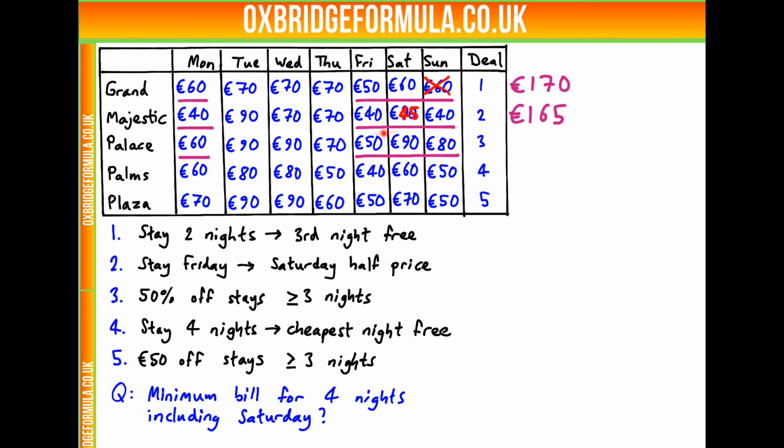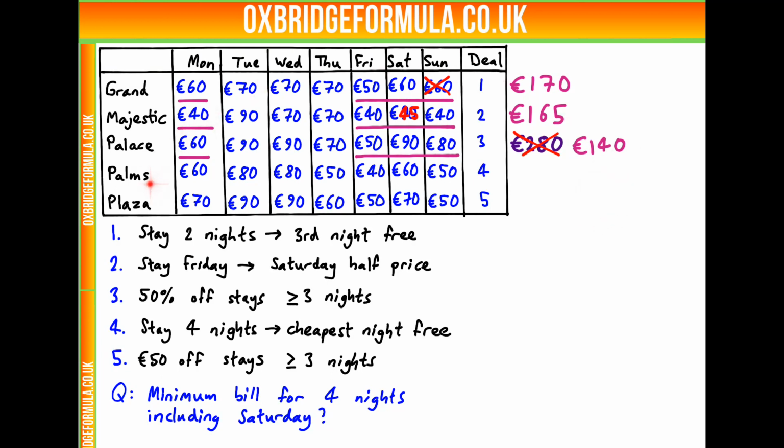So what's our bill before this deal? We have 60 plus 50 is 110, plus 90 is 200, plus 80 is 280. And then we need to remember to take off this 50%. What does that take us to? Half of 280 is 140.